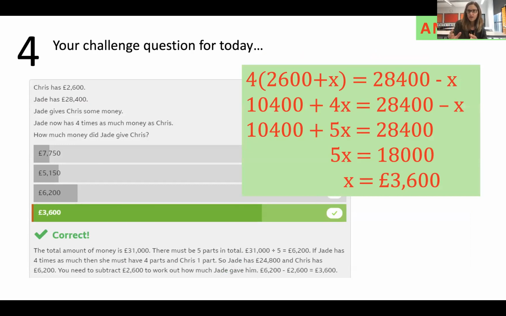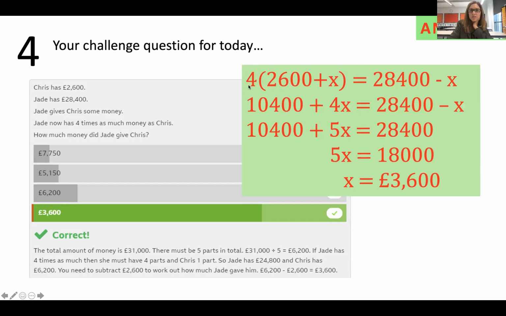So whatever Jade had to start with, she's now got X less than that because she's given some away. And whatever Chris had to start with, he's now got a bit more. He's got X more. Okay, so we form and solve the equation here. We know that when the X has transferred from Jade to Chris, Jade has 4 times as much as Chris.